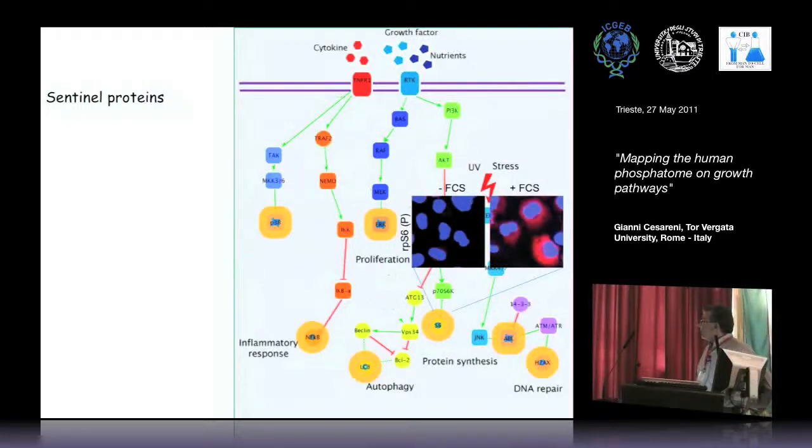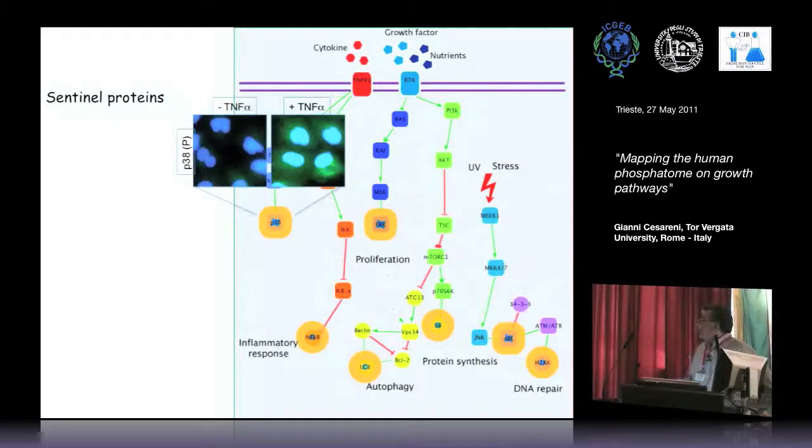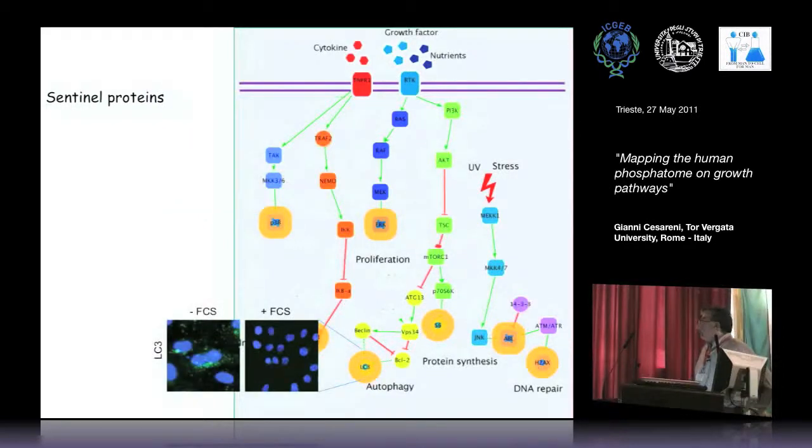So for instance, this is what you observe when you look at the phosphorylation of S6. In the absence of nutrients, you see hardly anything. If you add nutrients, then you get activation of S6. And this is an equivalent activation of P38 by addition of TNF-alpha. And these are the occurrence of LC3 dots in starvation.